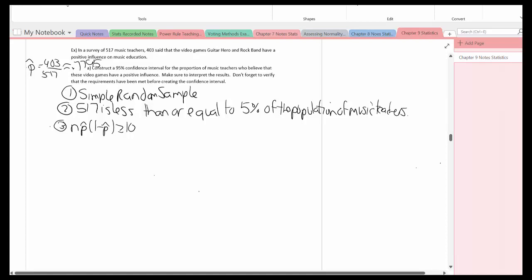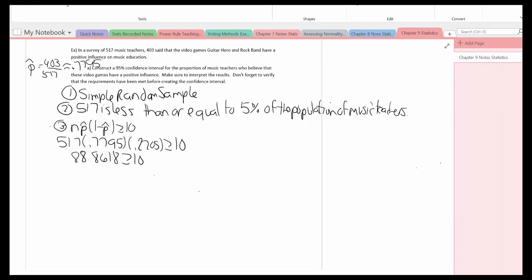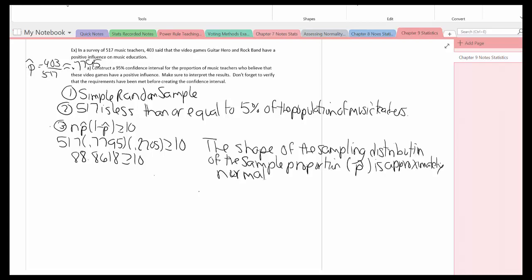Right? So for us, n is 517, p hat, 1 minus p hat. Multiply these together and we get this, which is certainly greater than or equal to 10. You could even round to the nearest integer, which would be 89. 89 is greater than or equal to 10. Okay, so what does this mean then? The shape of the sampling distribution of the sample proportion, p hat, is approximately normal.